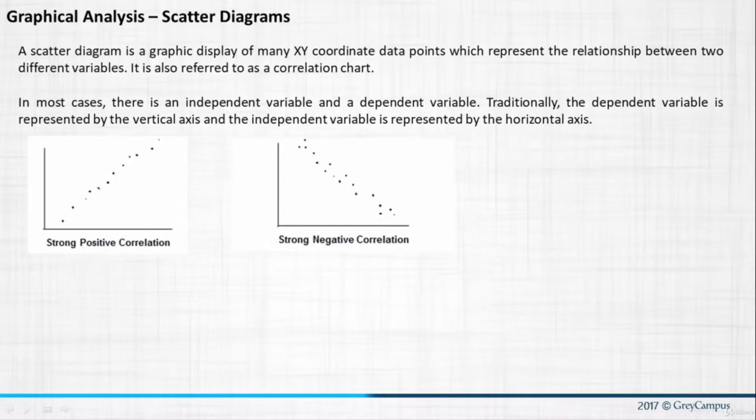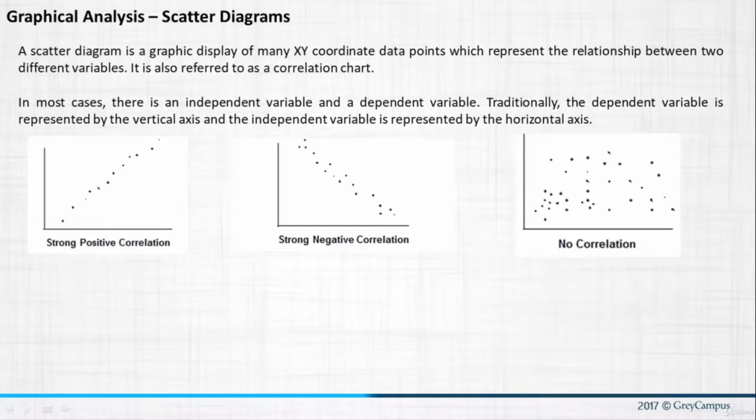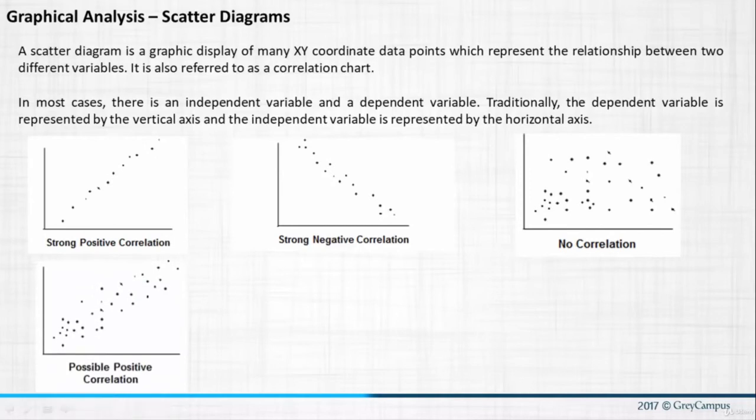Here we can see a strong negative correlation with the downward sloping trend. And then when there is no trend at all, there really is no slope at all, we have no correlation. As those data points spread out, our correlation value weakens.